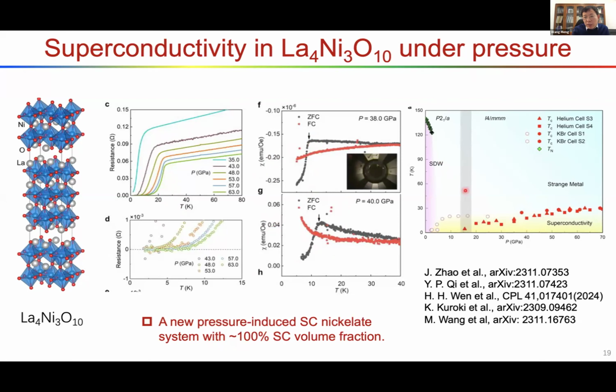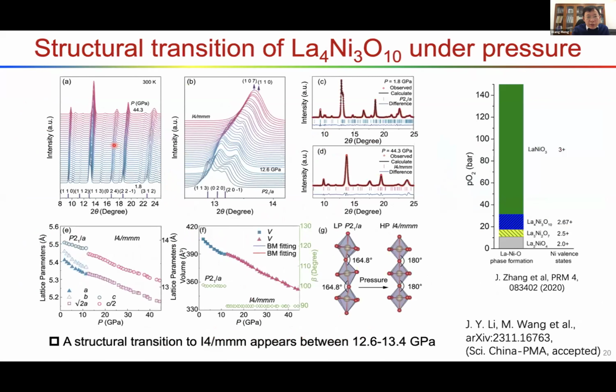Here is a phase diagram. There is also a structure transition for this 4-3-10 system. The transition pressure is around, I think, 12 gigapascals, from the monoclinic structure to the tetragonal structure I4/mmm. So the angle between nickel, oxygen, nickel also changed to 180 degrees in the superconducting state under pressure.